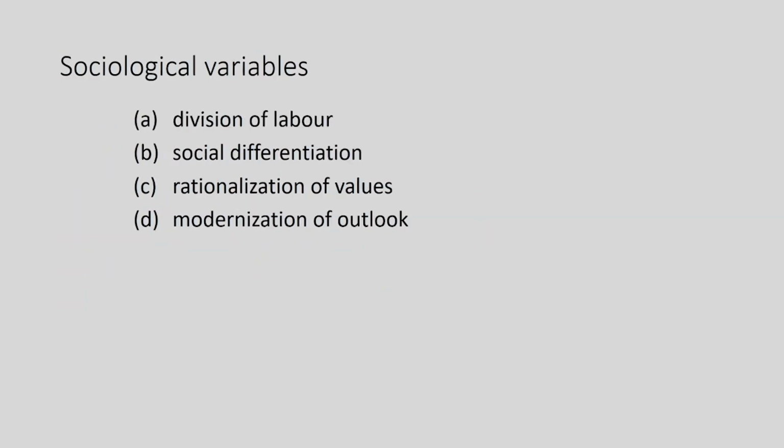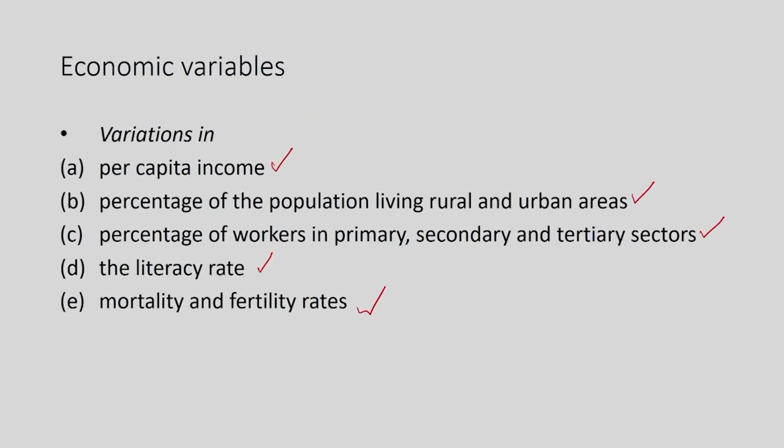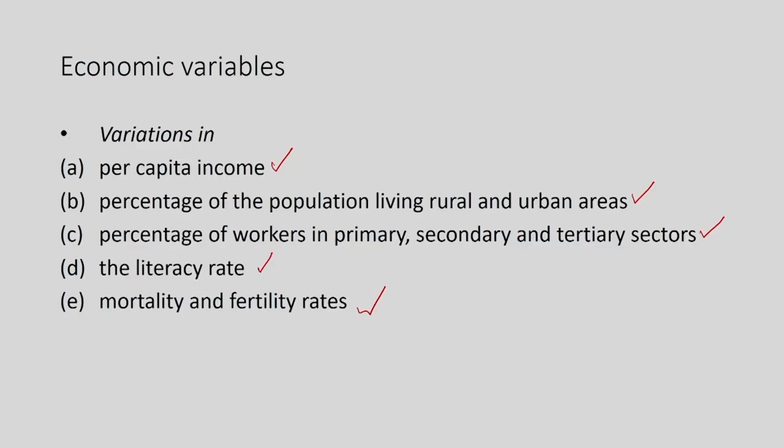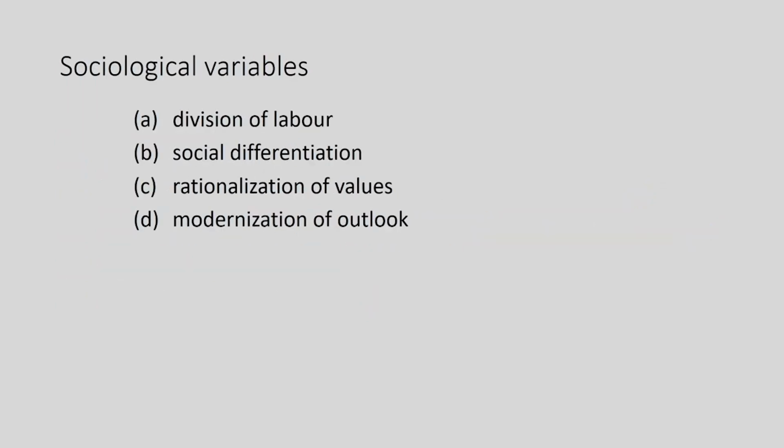If you come to sociological variables, apart from such predominantly economic variables, namely per capita income, percentage of the population living in rural and urban areas, percentage of workers in primary, secondary and tertiary sectors, the literacy rate, fertility and mortality rates. Sociological variables: there are certain sociological variables, namely division of labor or specialization, social differentiation, rationalization of values and modernization of outlook.